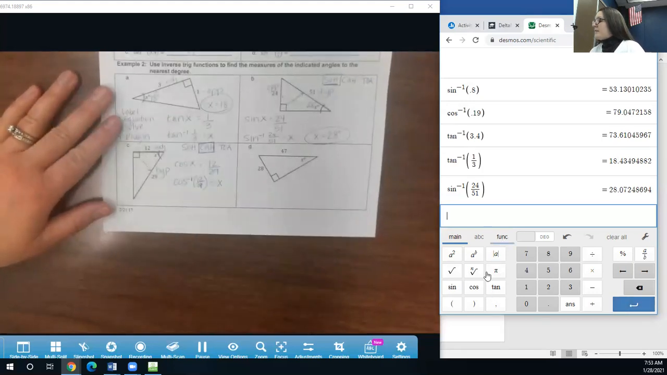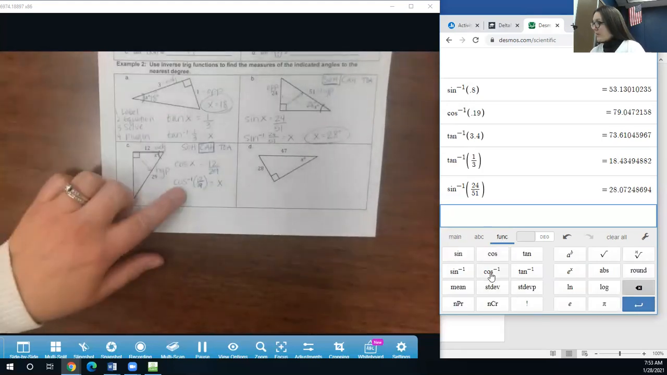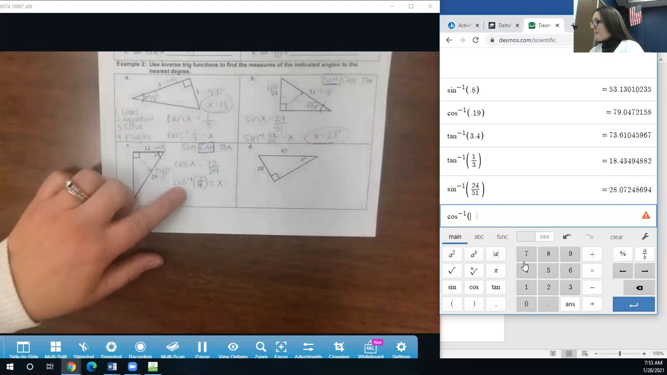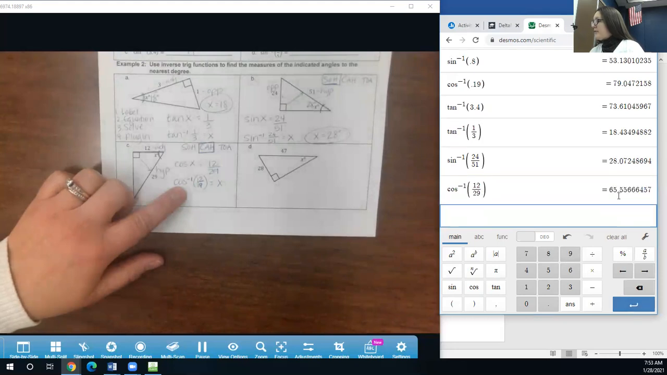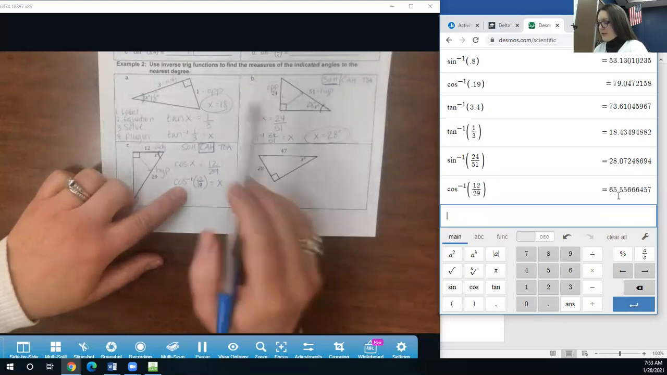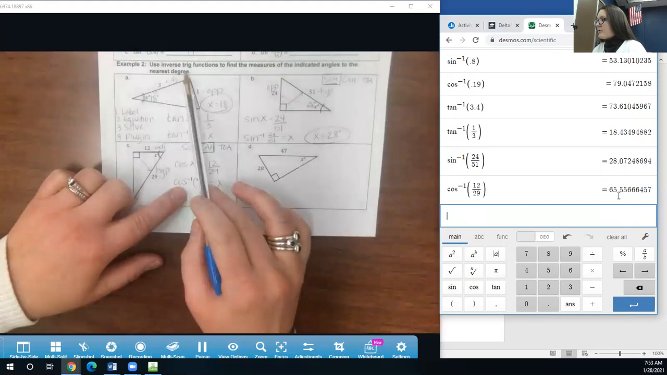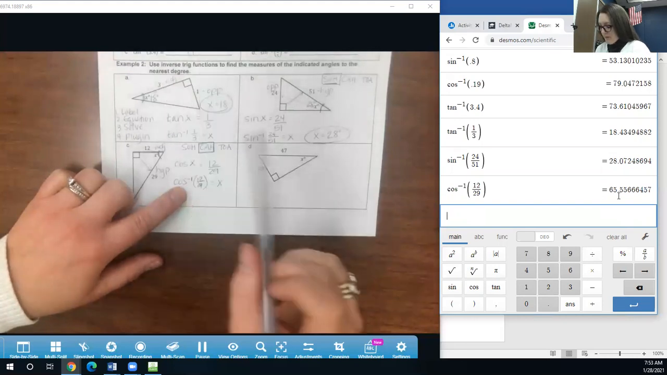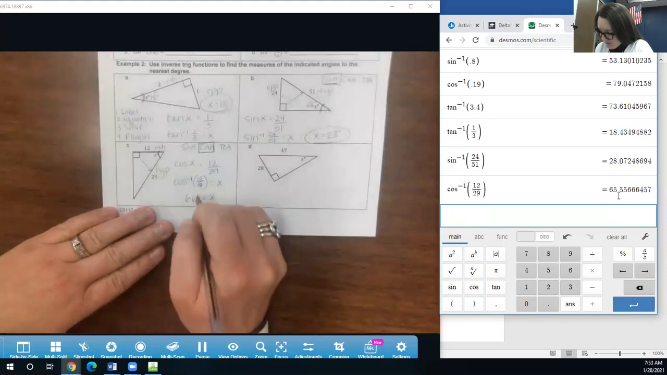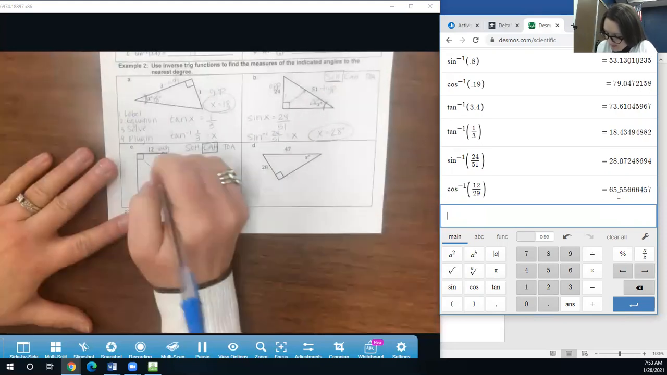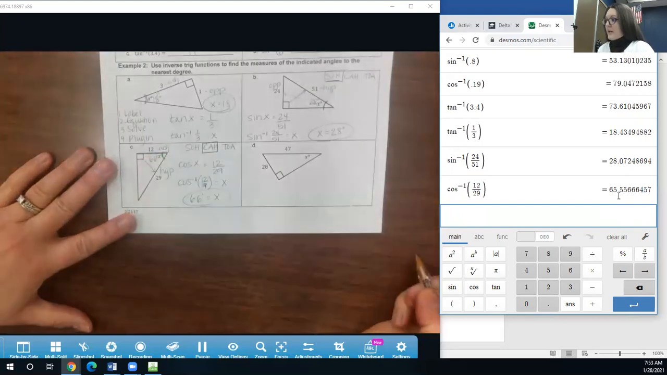So let's plug that in, see what we get. Cosine inverse of 12 divided by 29, and I get 65.5. So I'm going to round to the nearest degree. Remember, nearest degree. So that 0.5 bumps my 65 up to 66 degrees. Okay, so plug back in, 66 degrees for that angle.